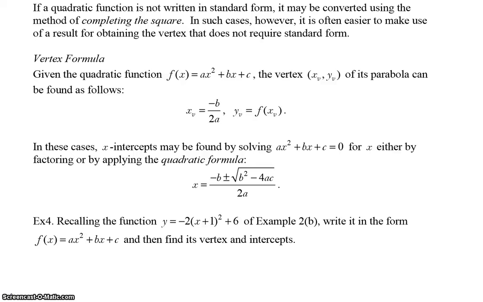Also, the x-intercepts can be found either by factoring ax^2 + bx + c, if that's not too difficult to do, or by using the quadratic formula. So you do need to know the quadratic formula in cases where standard form is not given, because you may need to use it, especially if the x-intercepts are not rational numbers, if they involve irrational numbers.